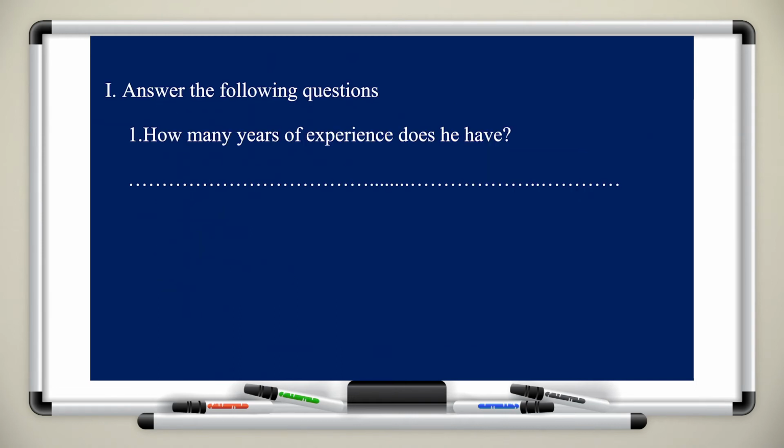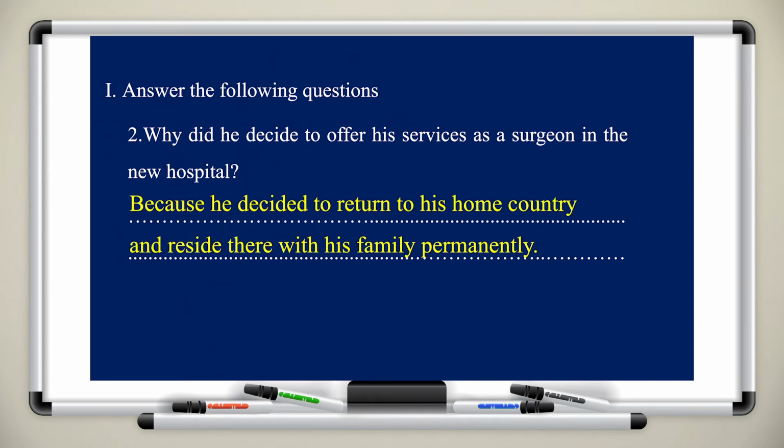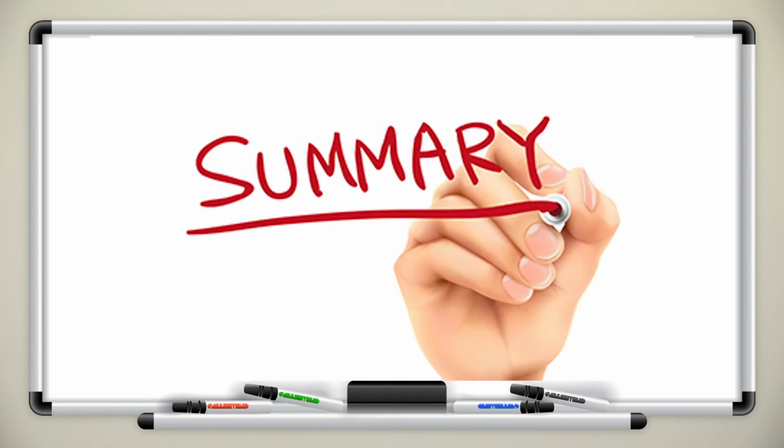Now, let's go to the productive questions. Number 1, how many years of experience does he have? According to the letter, he has 3 years and 6 months of experience. Number 2, why did he decide to offer his services as a surgeon in the new hospital? According to the letter or email, because he decided to return to his home country and reside there with his family permanently. Now, we have the summary.